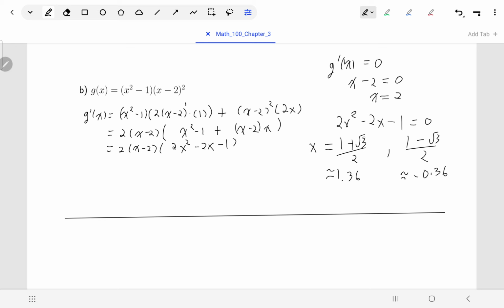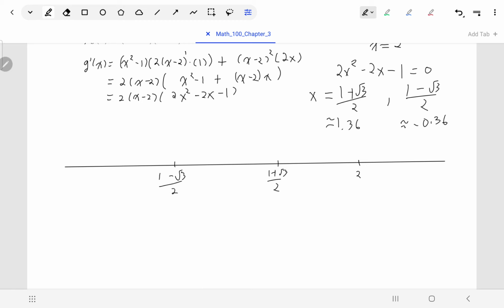So for our 3 critical numbers, we have negative 0.36-ish, positive 1.36 around, and then 2. So putting them in order from smallest to largest, we'll have 1 minus root 3 over 2. That's the smallest one. Then the next one up is 1 plus root 3 over 2. And then the next one up after that is 2.